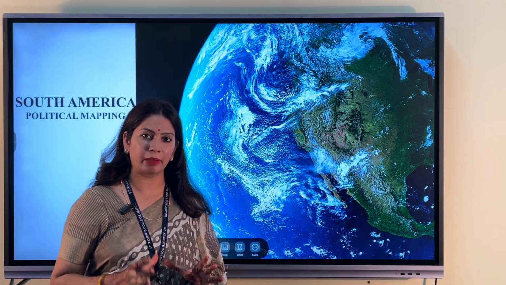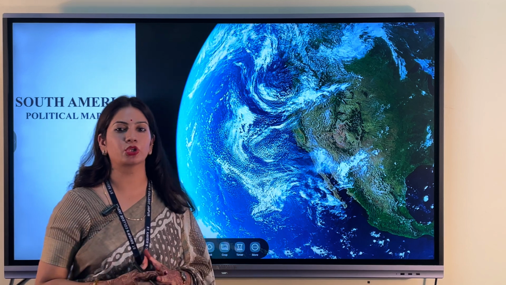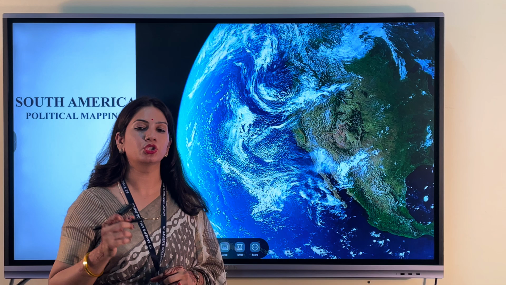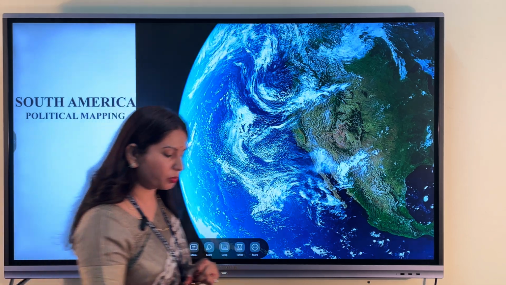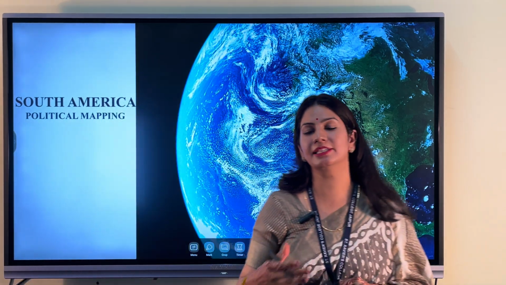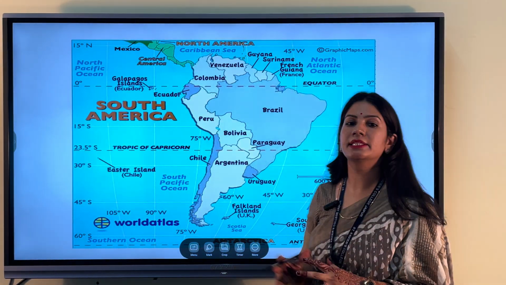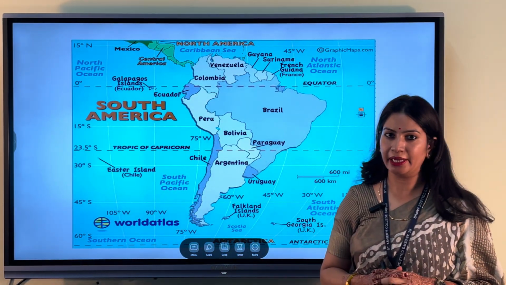Before we begin our mapping, I request you all to please take out your atlases and take your pencil or highlighter. That would be better to mark in your atlas, and in that way you will learn all the things simultaneously which are being taught here. Okay, so this is a political map of South America, as you can see.